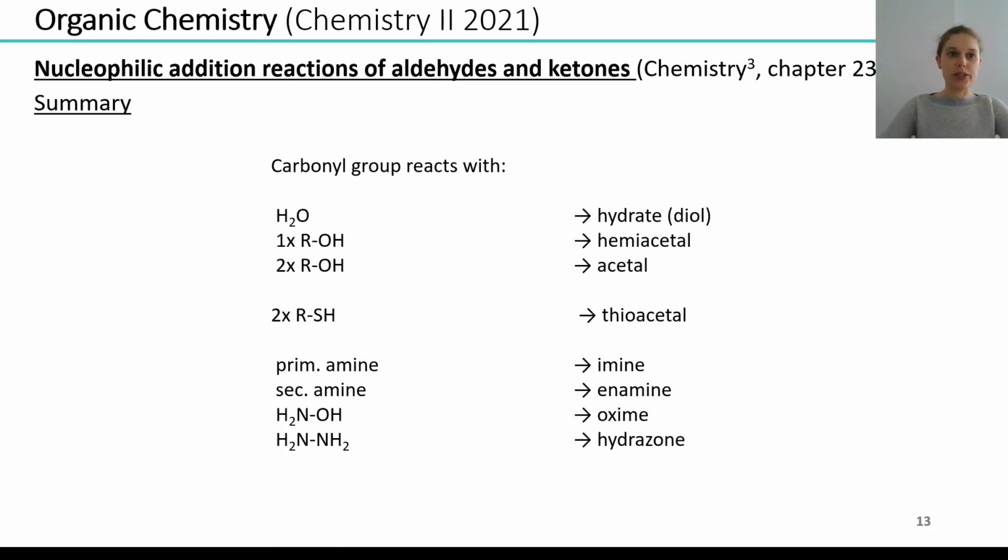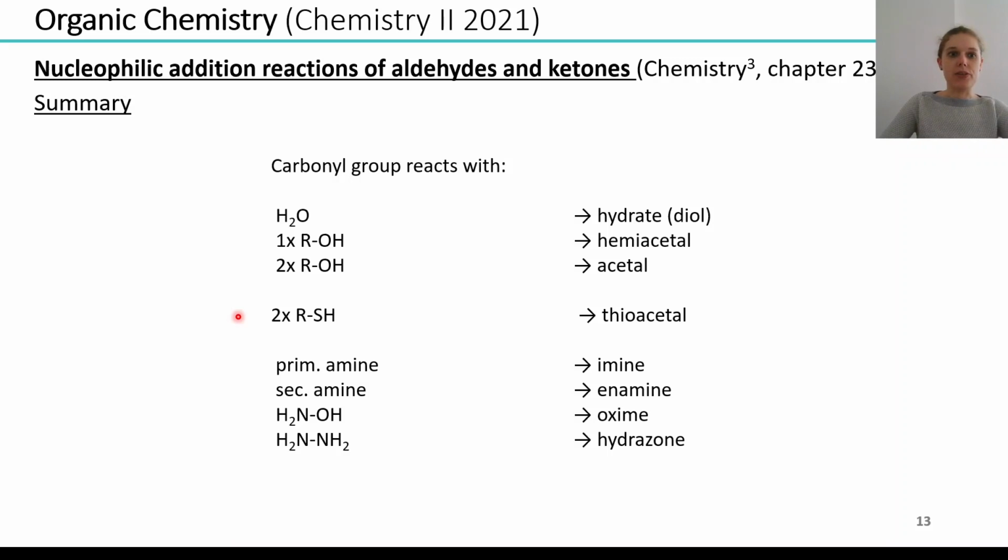Today, we had a look at a multitude of different nucleophilic addition reactions of aldehydes and ketones with various nucleophiles. And here is an overview of the different nucleophiles and the resulting products. We started with the nucleophilic addition reactions with oxygen nucleophiles. And we learned that the addition of water yields hydrates, which are also called diols. Moreover, we learned that the addition of one equivalent of alcohol yields the so-called hemiacetals, whereas the addition of two equivalents of alcohol nucleophiles yields acetals.